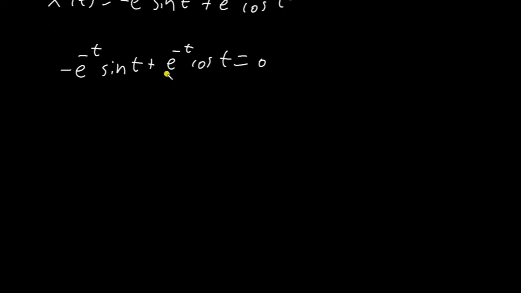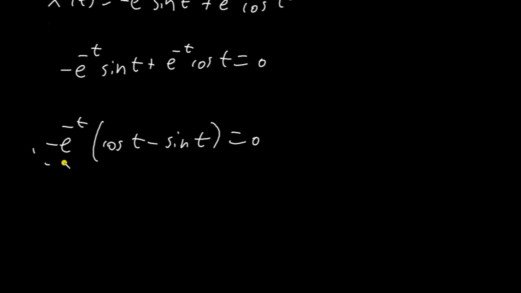Now I can factor out an e to the negative t, and I'll get cosine t minus sine t equals 0. Now this part here, e to the negative t, can never equal 0, right? If you look at a graph of e to the x, it's like this. So that's not going to work. So the only option is that cosine t minus sine t equals 0. Then I can add the sine t over here, and I'll get cosine t equals sine t.